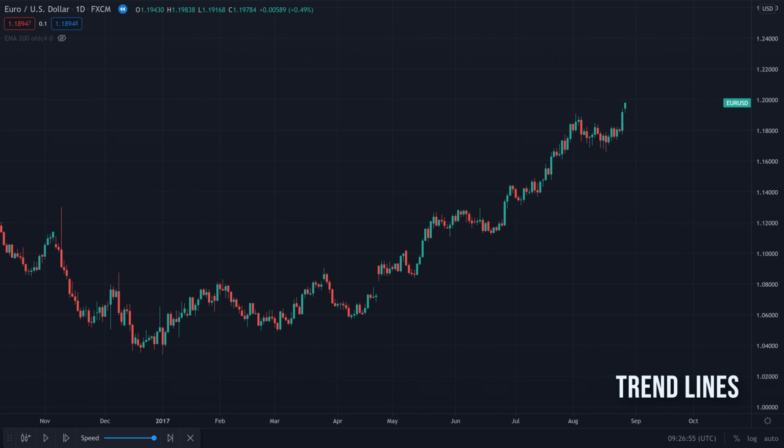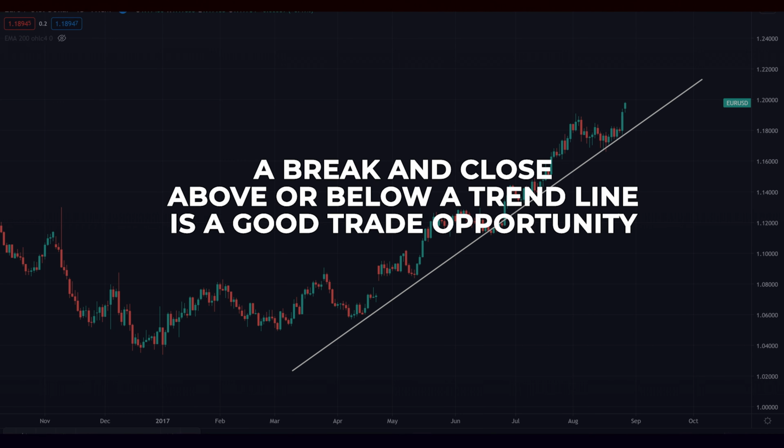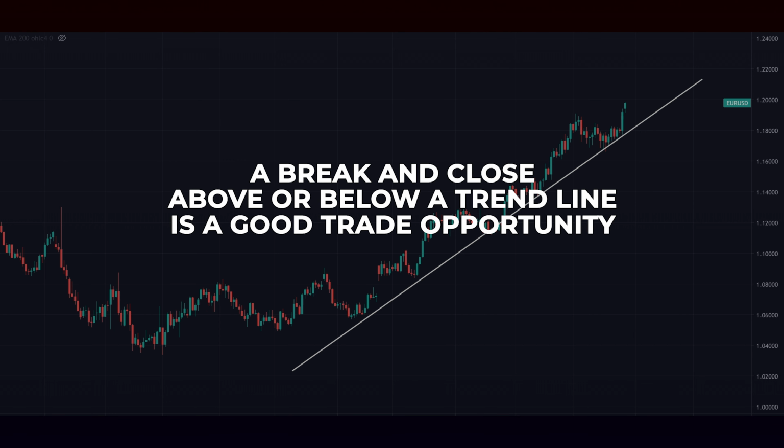The third and last way to identify a trend I will share with you in this video is using trend lines. Trend lines work the same way as the 200 EMA. If price is above the trend line, we are in an uptrend, and if price is below the trend line, we are in a downtrend. You can look for trade opportunities when price breaks and closes above or below the trend line in the same way we did with the 200 EMA.